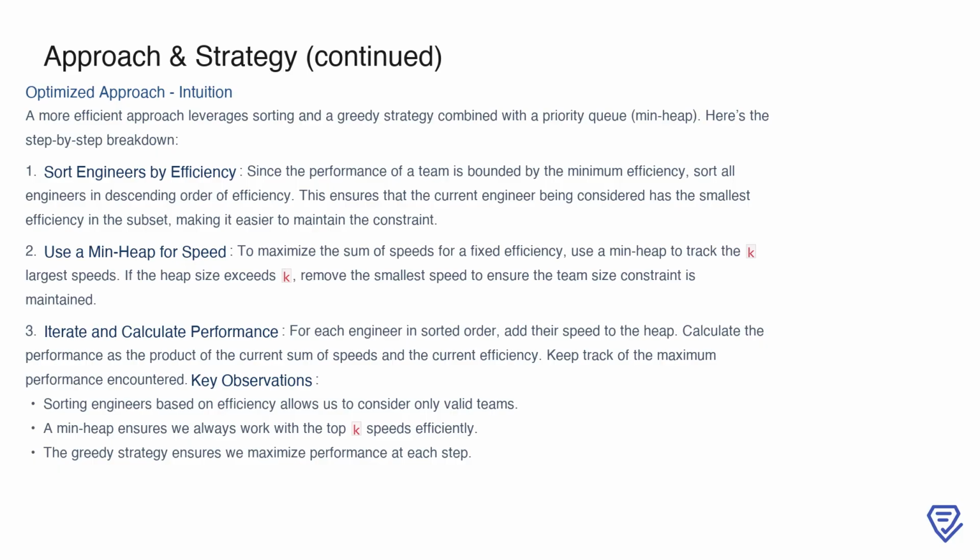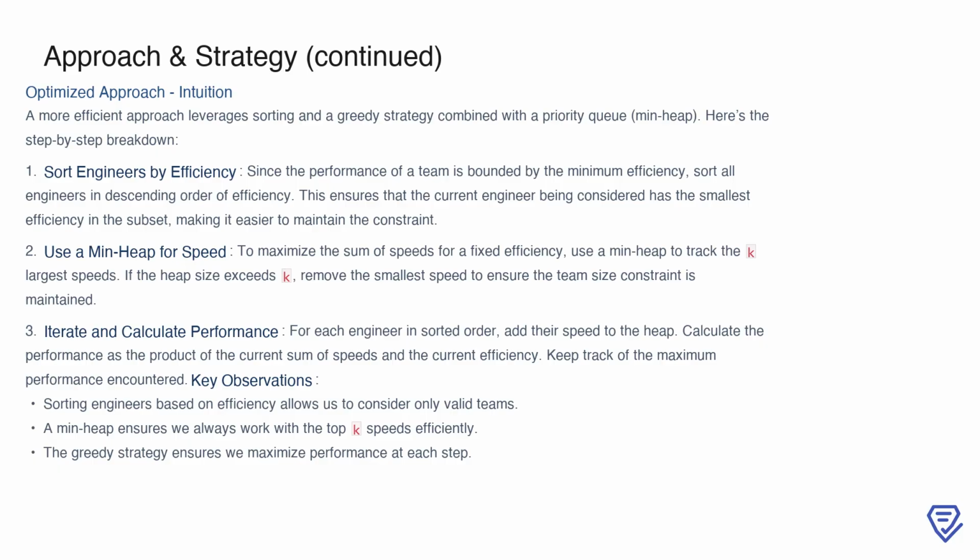subset we are considering. Next, we use a min-heap to manage the k largest speeds. This allows us to maintain the constraint of having no more than k engineers in the team. If the heap grows beyond size k, we remove the smallest speed to keep the team size valid. As we process each engineer, we add their speed to the heap and calculate the performance as the product of the current sum of speeds and the current efficiency. By keeping track of the maximum performance encountered, we ensure the solution is optimal.